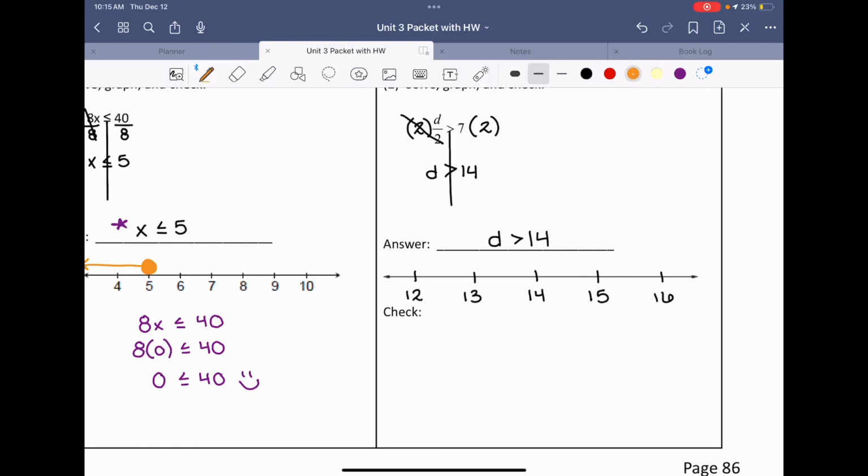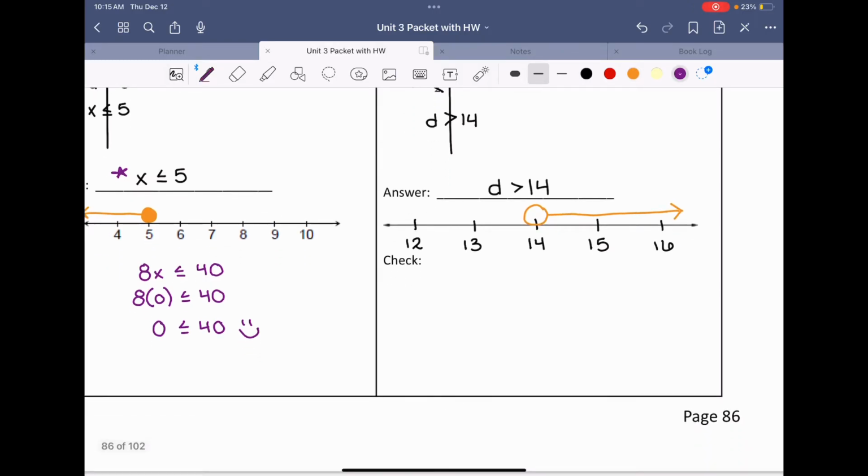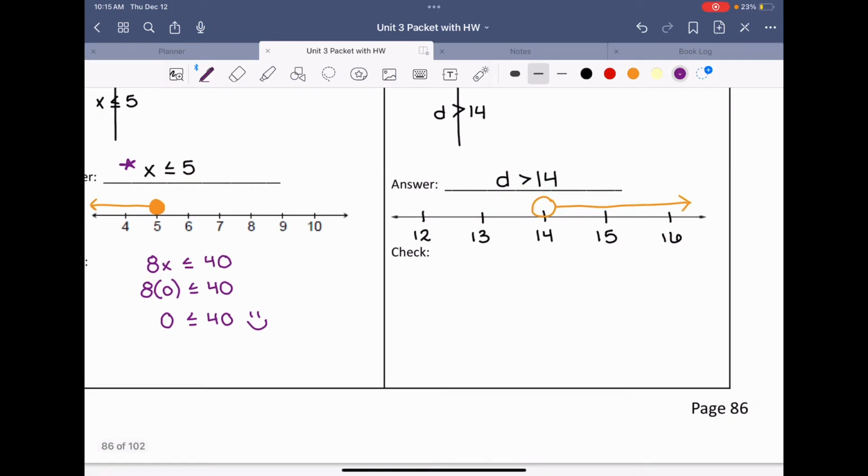I should have an open circle at 14 because 14 is not included, and any value greater than 14 should work as a solution. So let's do our check. Rewrite: d divided by 2 is greater than 7. And plug in. I can plug in any number larger than 14, but I cannot plug in 14.